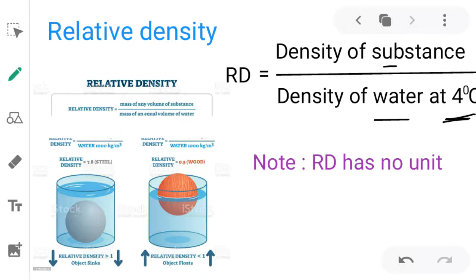So RD is also called relative density or specific gravity, because we may compare the density of any substance with water or other reference substances. Hence RD is also called specific gravity. So RD is the ratio between the density of the substance to the density of water at 4 degrees centigrade. It has no unit. RD, relative density or specific gravity, you may call it, has no unit.